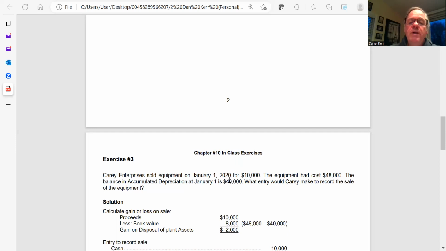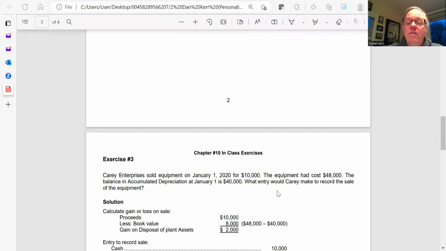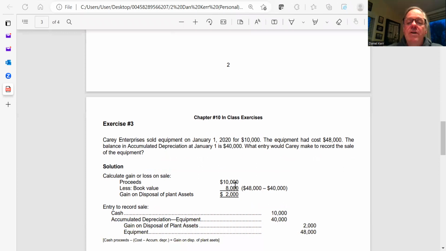So we sold equipment for $10,000, so that's the proceeds. The equipment had a cost of $48,000, and the accumulated depreciation was $40,000. So right away, we know the book value: $48,000 minus $40,000, we got a book value of $8,000. And we received $10,000, so the proceeds exceed the book value by $2,000, so we know we have a gain.